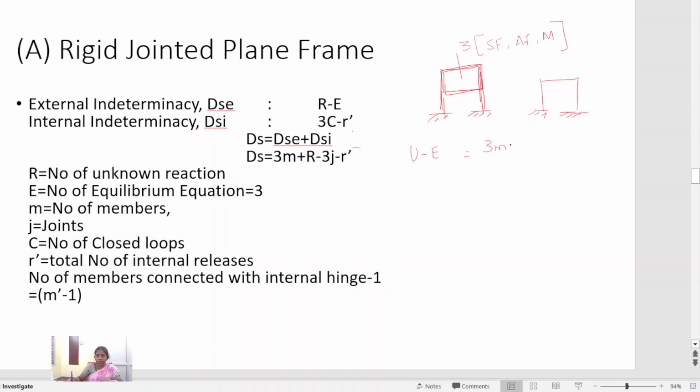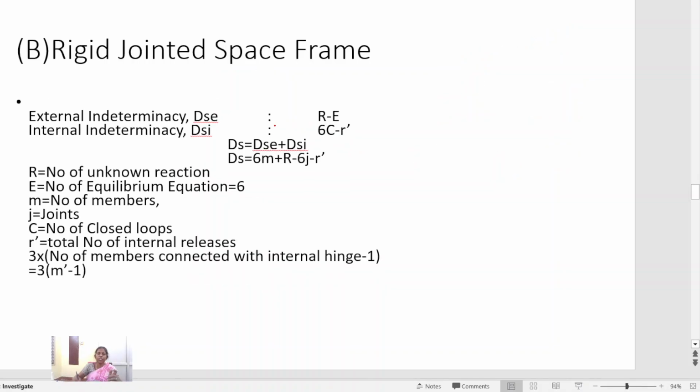U is 3m plus R, that is unknown, minus available equations 3j, and if there is any closed loop, it should be added here, that is 3c, and the releases should be deducted, that is R dash. So the combination of these will give the total indeterminacy. So the internal indeterminacy is generally 3c. In a space frame it is 6 times c. In a plane frame it is 3 times c. So for a rigid jointed space frame it is 6c.